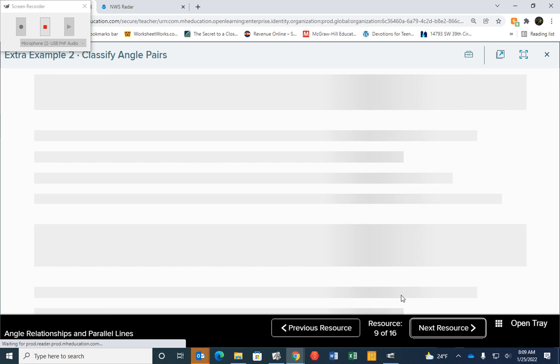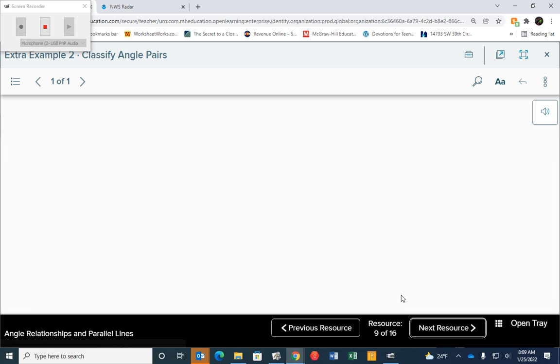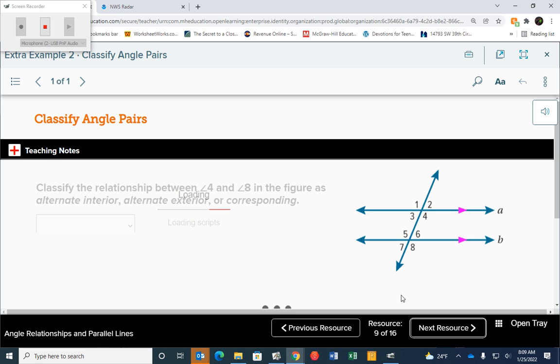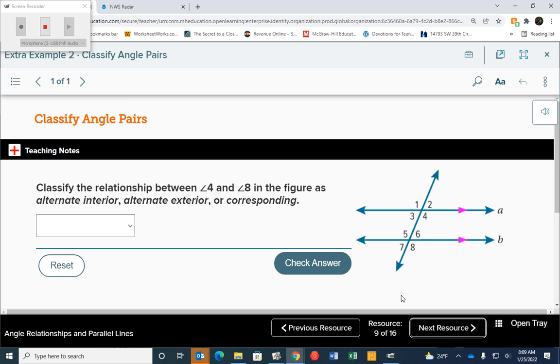Okay, so let's look at this one. Okay, what about 4 and 8? What are those? They're either alternate interior, alternate exterior, or corresponding. What do you say? Corresponding. Everybody says corresponding. Why? Because one of them is interior and one is exterior. And do they have the same measure? Yes, they do.